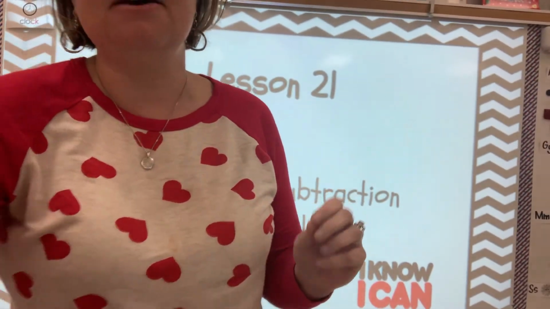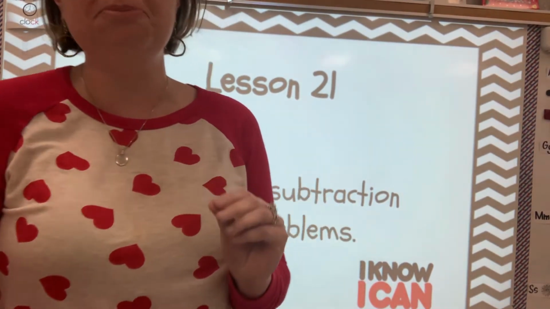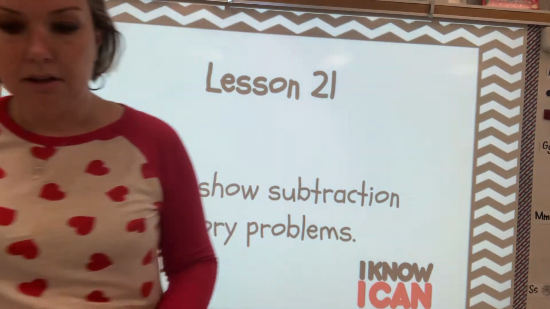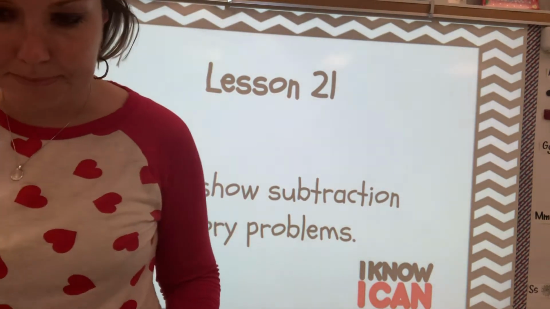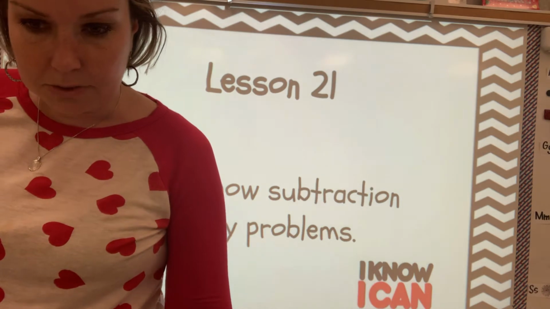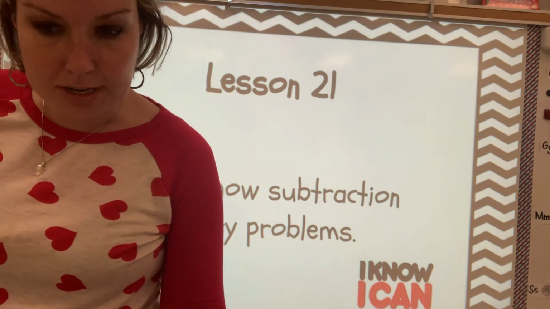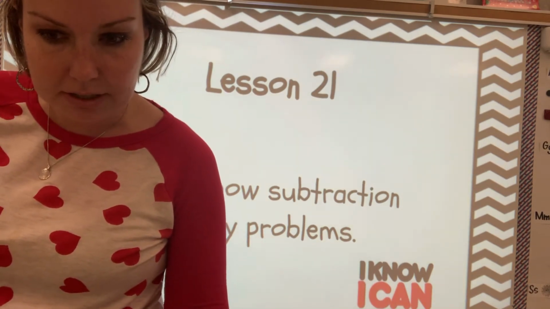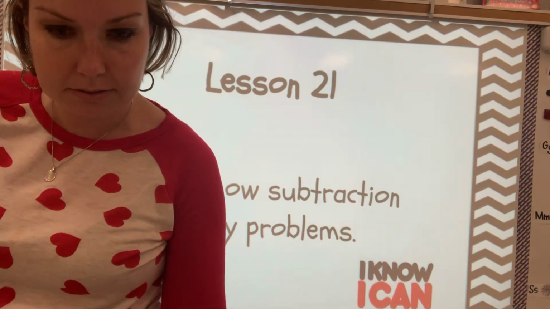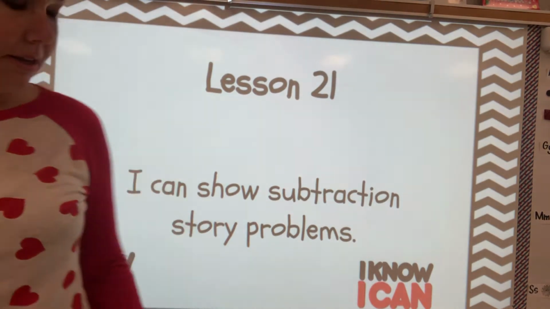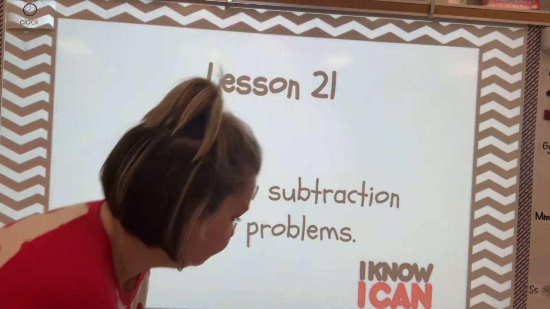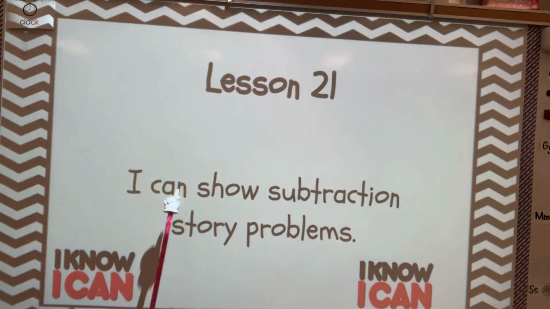Your whiteboard, dry erase marker, and 5 small objects to count with. They might be a Lincoln cube or other small objects. We'll go ahead and get started. So this morning we are doing lesson 21. We'll look here on the board.